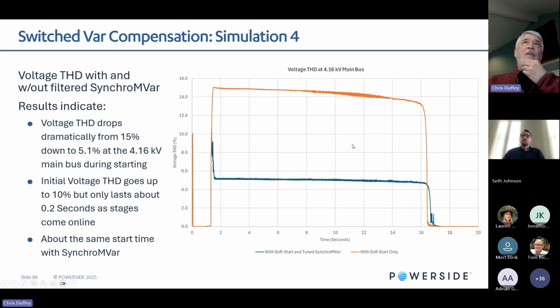And if you were to plot voltage distortion over time, so the orange is across the line, the voltage is with the soft start being applied only by itself. You'll see that we're going up to that 15% voltage distortion level. When we apply the switched bar compensation with the filter application, we get it down to just 5.1%, which is what you really want. You don't want to expose your entire system to 15% voltage THD.